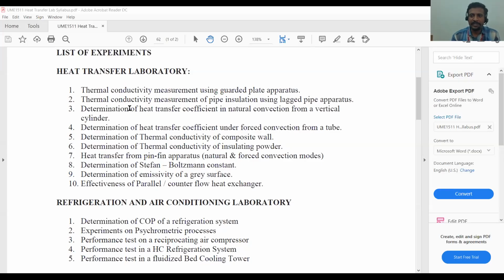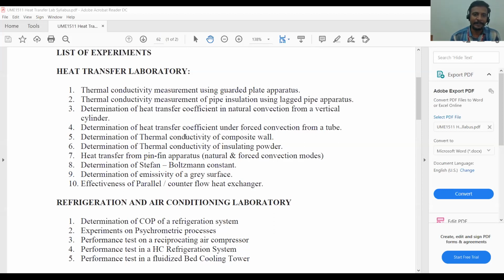Okay, let me first tell you what are all the experiments that we are going to do in this lab. Now these are the set of experiments. As usual, we are going to talk about the three modes of heat transfer: conduction, convection, radiation, and heat exchangers will be there, and application of these in the cooling and heating systems, right? So we have thermal conductivity study in guarded plate, and in a pipe insulation using lagged pipe. Guarded plate and lagged pipe will have thermal conductivity measurements, and heat transfer coefficient, natural convection in a vertical cylinder. Similarly, that is on convection, and we'll have forced convection, natural convection.